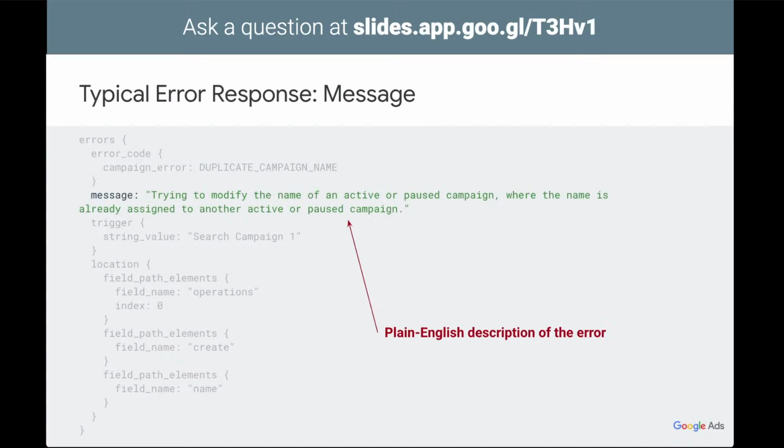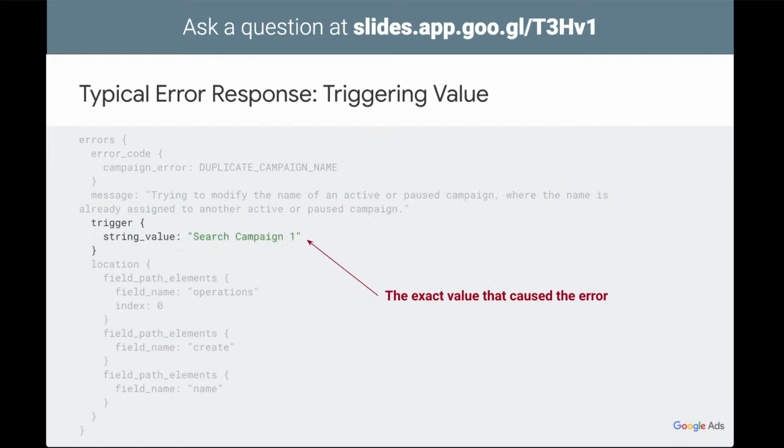We get a message, a plain English description of the problem. This is actually the same message you'd see in the reference documentation on our developer site. Third, we have our triggering value. This is the exact value that caused the problem. So in this example, it was the string "search campaign 1" that caused the problem.